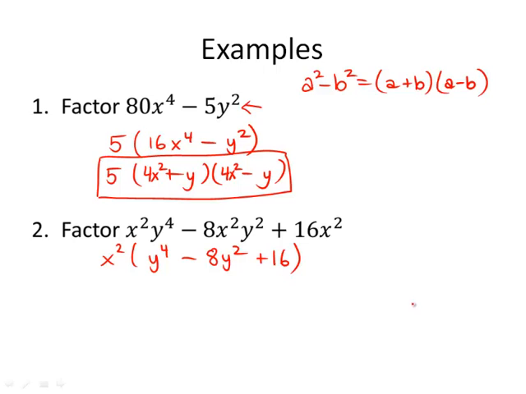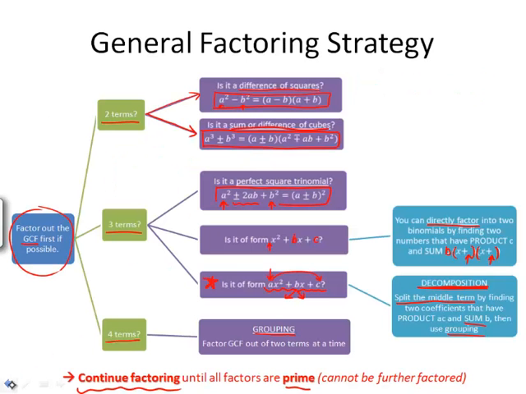Now, what we have here is a little bit different of a format. However, you can relate this to the variable actually being y squared itself, because the variable squared, y squared squared, is y to the 4. In order to look at our general factoring strategy, we can see we have 3 terms. So let's look and see what we have under 3 terms.